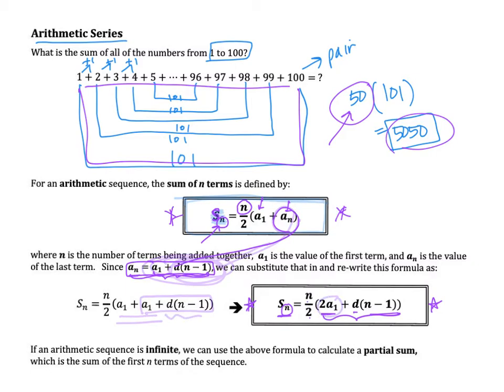So we will give you both of those formulas on the formula sheet, so you can use either one, and really you're going to determine which one to use based on what information was given to you. If we give you the first and the last term, then you're going to probably use this first equation. If we only give you the first term and the common difference, then you're probably going to use the second equation.